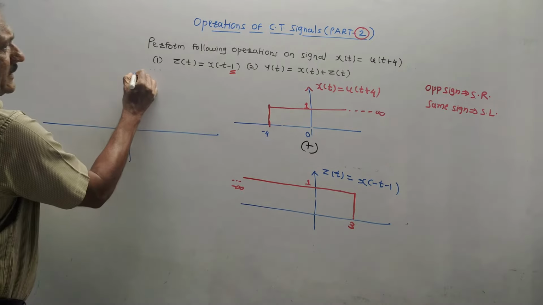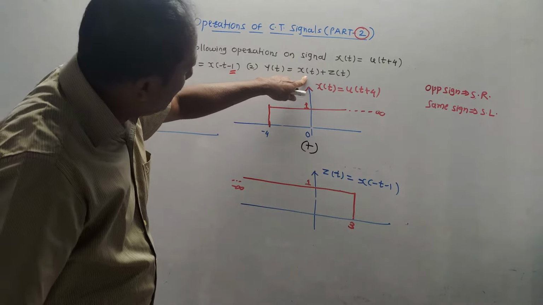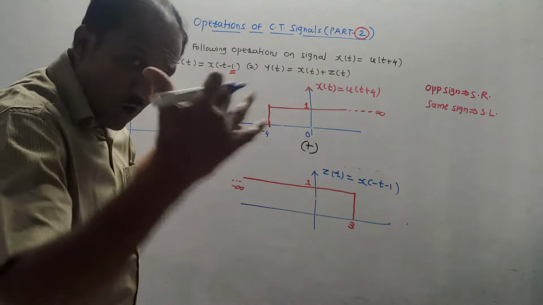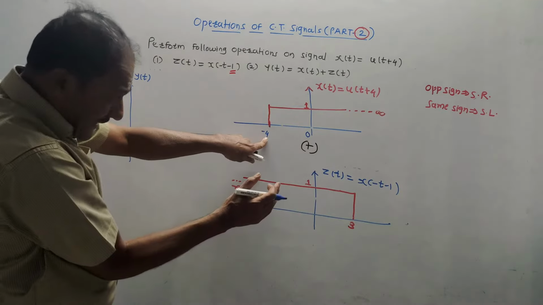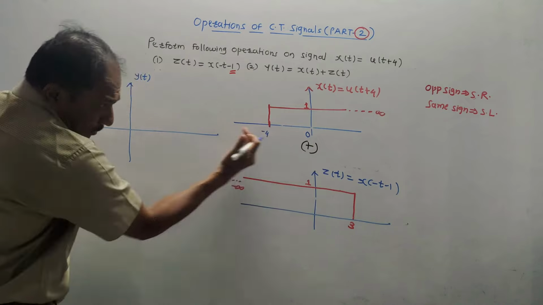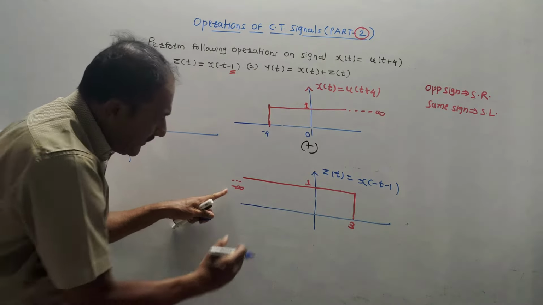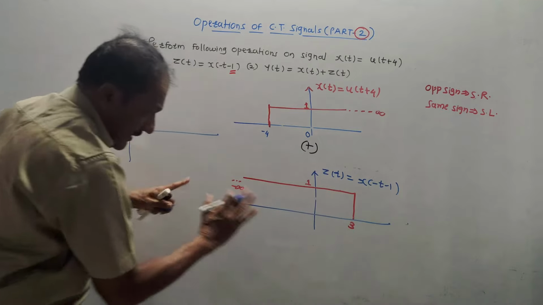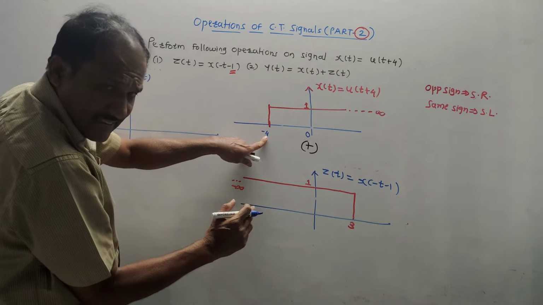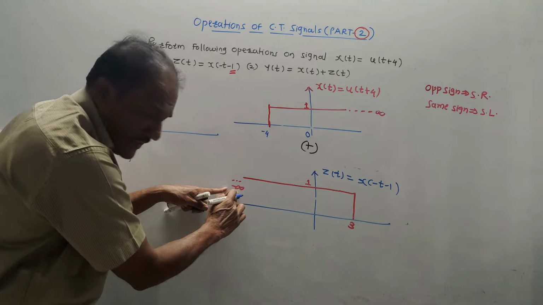So this is the resultant diagram for y of t. Y of t is indicating addition of x of t plus z of t. Now how to think? The first diagram of x of t starts from minus 4. That means before minus 4 it is 0. But this diagram is starting from minus infinity till it is plus 3. That means think like this. Since this diagram starts from minus 4, but this diagram is starting from minus infinity.